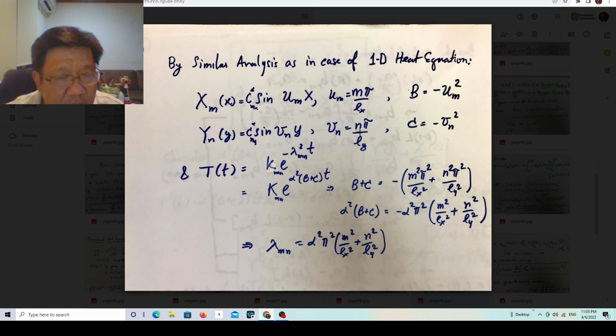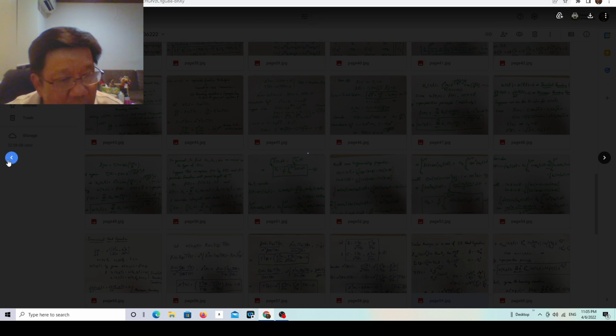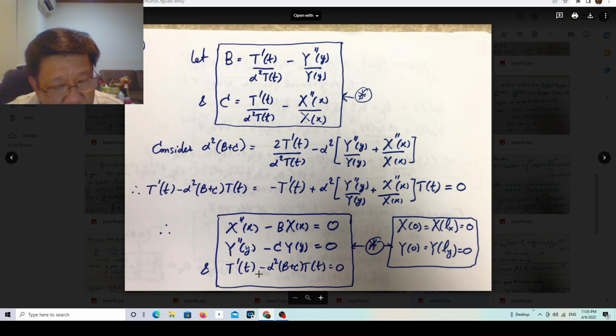When mu_m and v_n are equal to this, m pi divided by L_x and n pi divided by L_y, m and n start from 1, 2, 3, 4, 5 up to infinity. And T(t) also, since this is the first order, it's easy. You end up with the characteristic root, alpha squared times (b plus c).